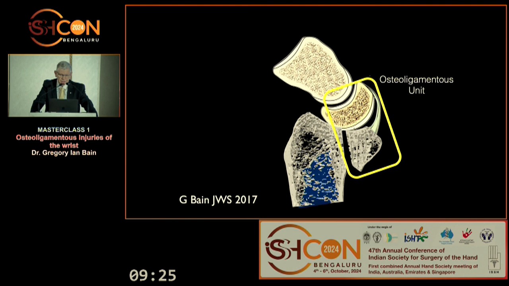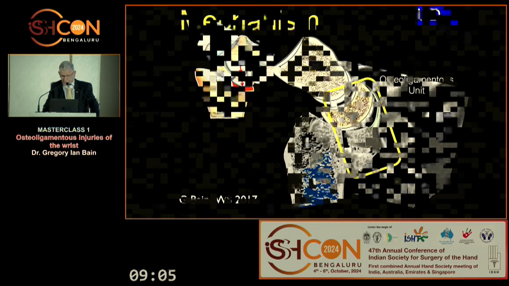So you can see the metaphyseal bone, the ligament, and then the lunate. So those three components still remain together despite the fact there may have been a fracture, and that's what we saw in the cadaveric specimens. So this is an important finding because you can rely on that once you identify the fractures to be able to work out how to treat your patients.